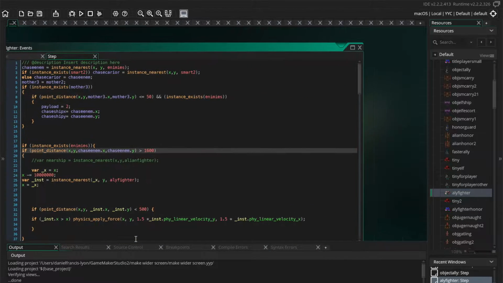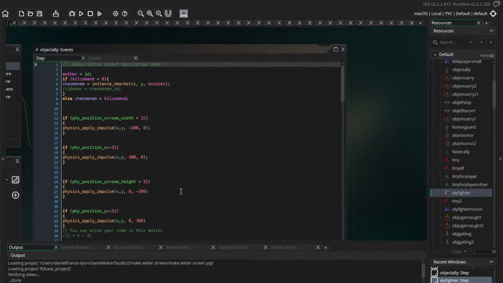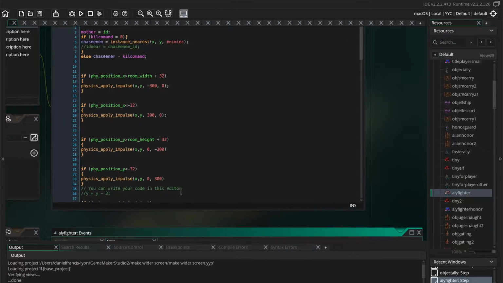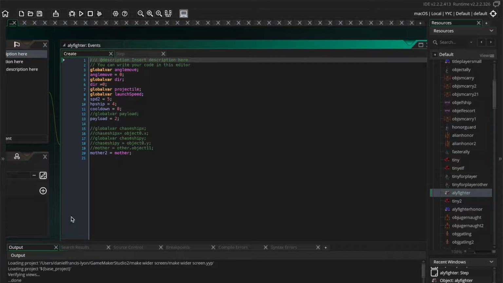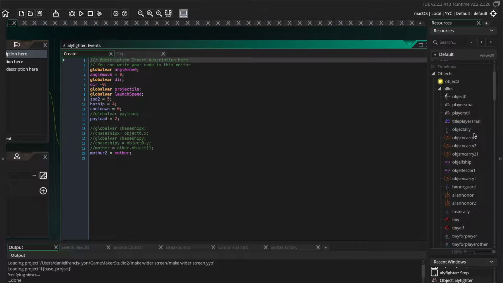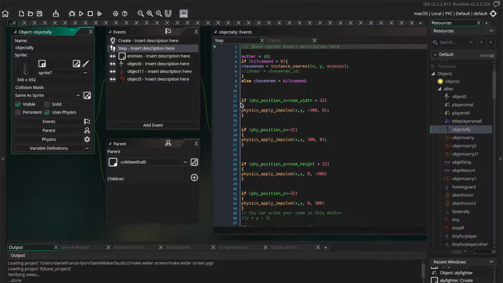So right here, Ally fighter. So in create, this here is variable mother2 equals global.mother. So I'll show you in the carrier ship that I'll just show you now. The mothership says mother equals ID. So the global variable.mother becomes the specific ID of this specific mothership.